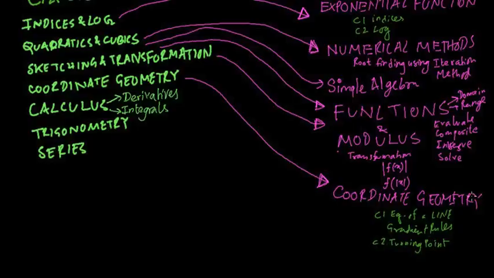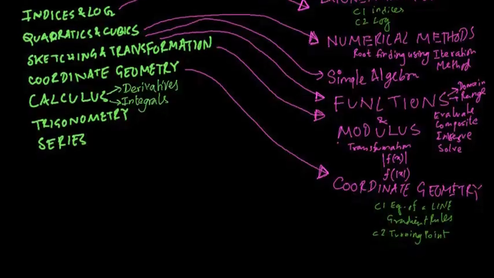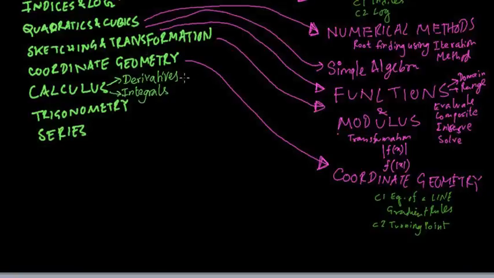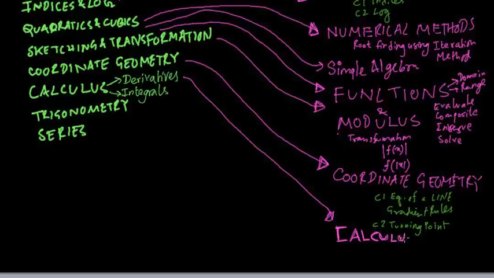So in order to do coordinate geometry, C3 does not have any concept that we need. All we need is the concept of C1, how to find the equation of a line and gradient rules, and from C2 we need to know how to find the turning point. Now the main thing here, the biggest topic of C3, is this one: the derivatives. Calculus. So this is the derivatives. Let me write it down again.